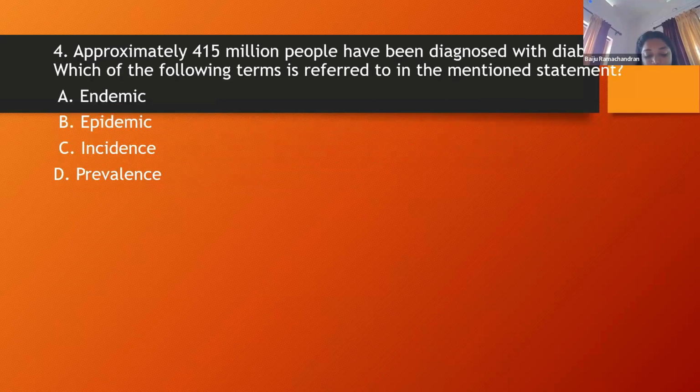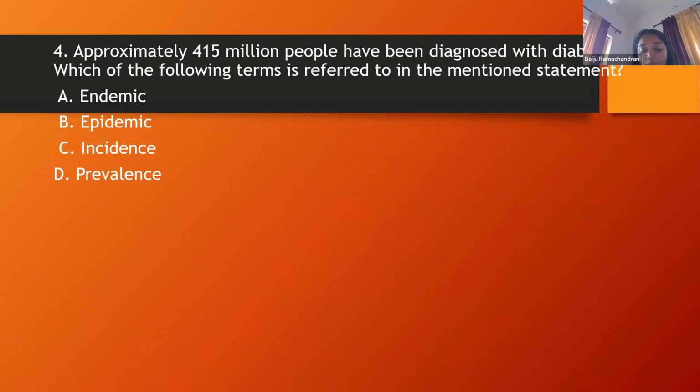Now we will check the other options. Endemic: what do we mean by endemic? Endemic means a particular kind of disease that occurs in a particular area or community. For example, malaria mostly occurs in slum regions, in areas where there is stagnant water. In those conditions, in that particular community, there will be increasing growth of malaria. Endemic means a disease that is regularly occurring within an area or a community.